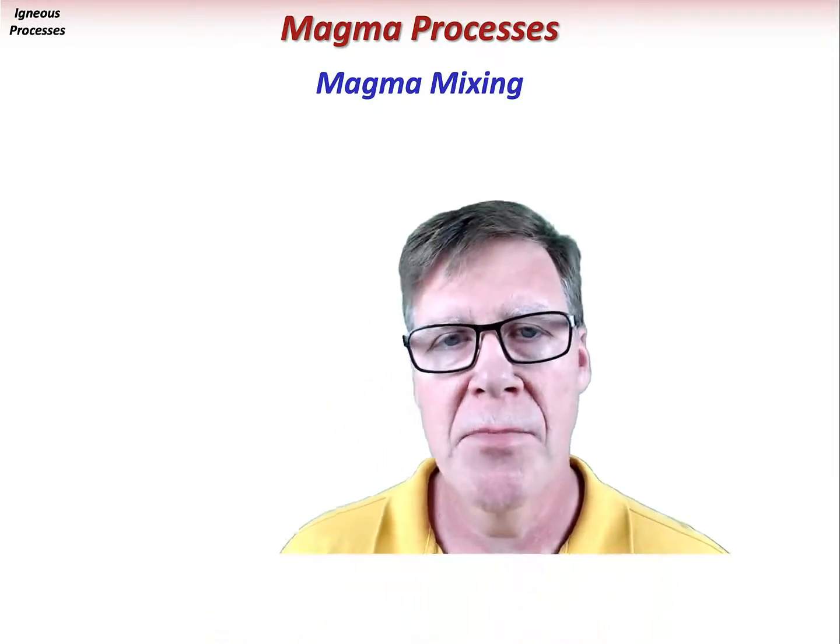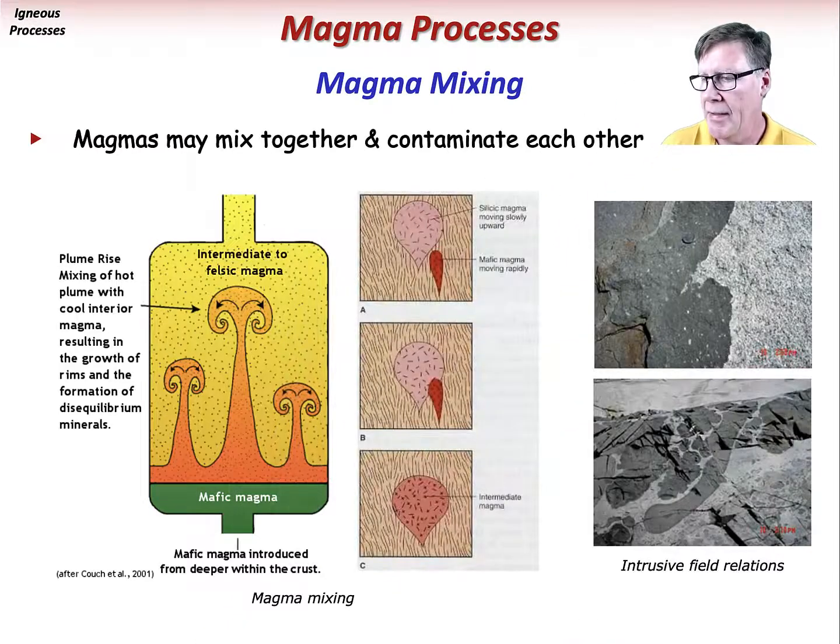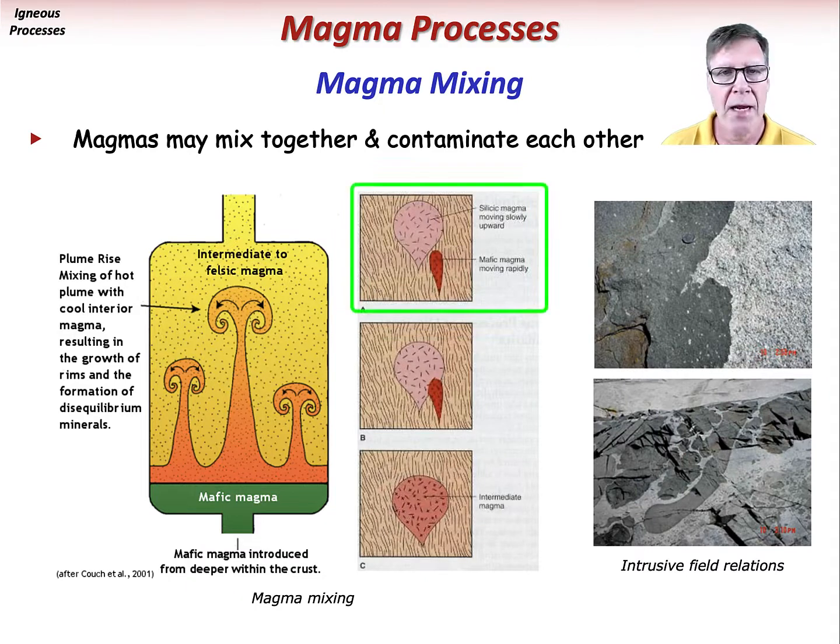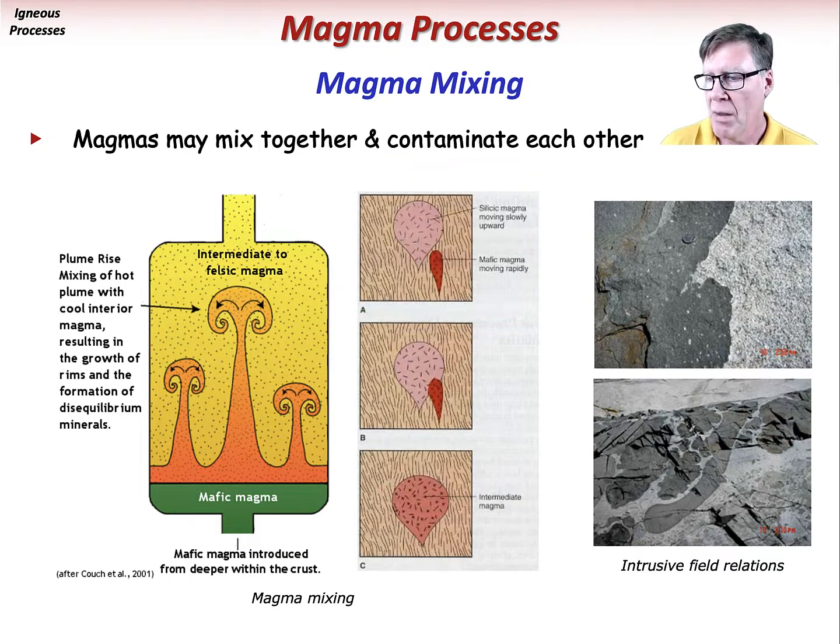Sometimes magmas may mix together, and if they have different compositions, this can cause contamination to each magma. This magma mixing process can result in the creation of new hybrid magmas. For example, mixing of a mafic magma with a felsic magma, like mixing chocolate and vanilla, may produce a composition somewhere in between the two, typically known as intermediate.